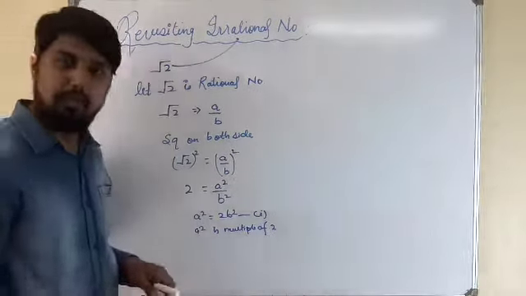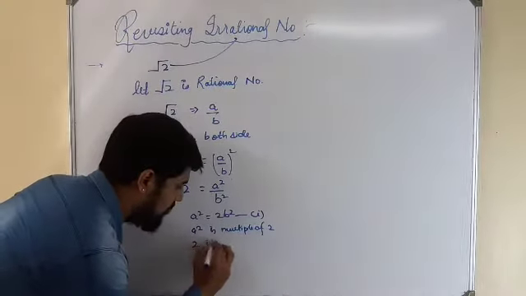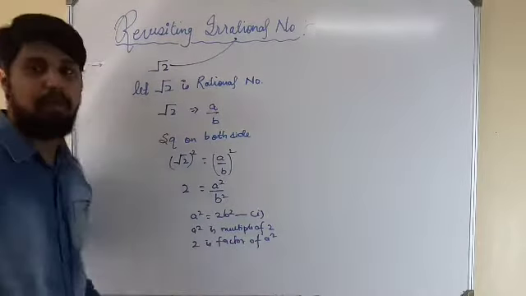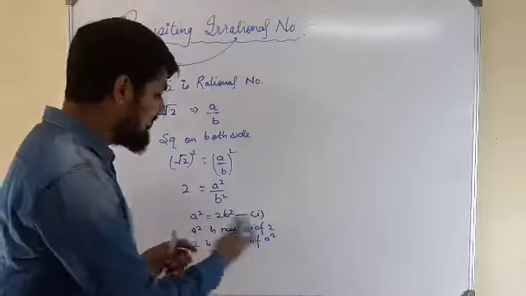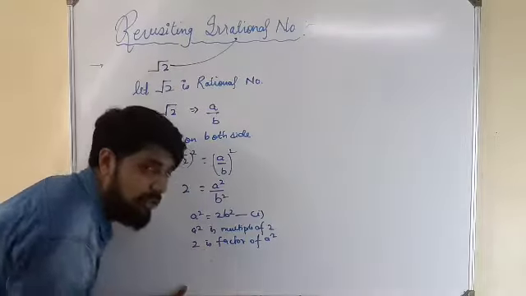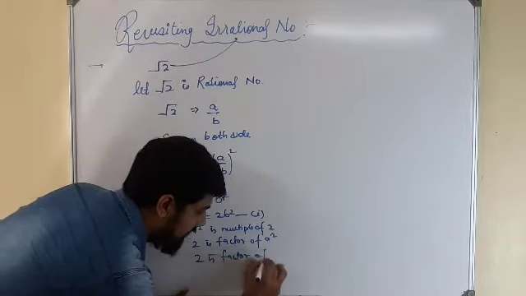a square is a multiple of 2. If a square is a multiple of 2, then we can say that 2 is a factor of a square. Now if 2 is a factor of a square, I can say that 2 is a factor of a.